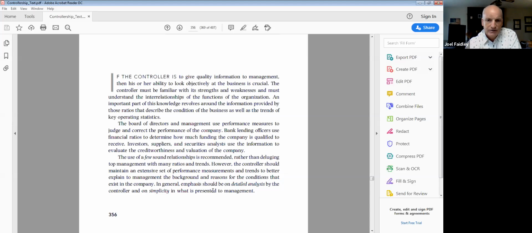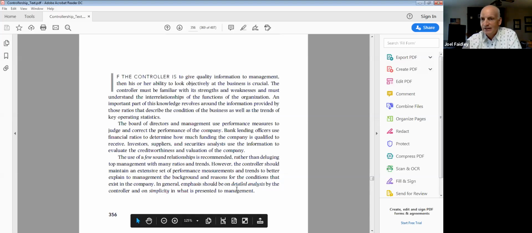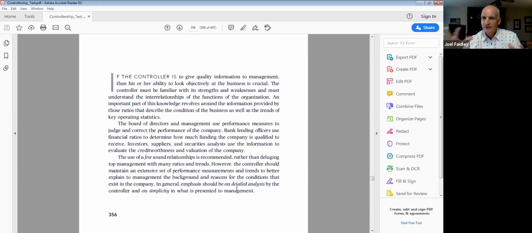Down at the bottom, it says, in general, emphasis should be on detailed analysis by the controller and on simplicity. You've got to make it simple. I can't tell you how many times I've had to do a one-page summary. Maybe I've got 40 pages of analysis and supporting documentation. But so many of these people higher up in the organization, especially the non-financial people, they want to see it on one page. The only ones going to look at the detail are probably your engineering types and your financial types. But you've got to get that simplified to get your point across.